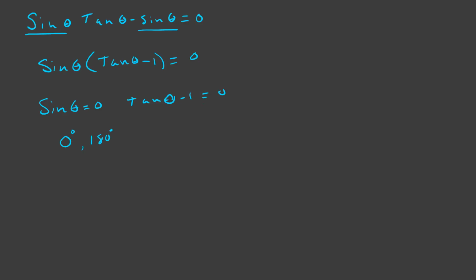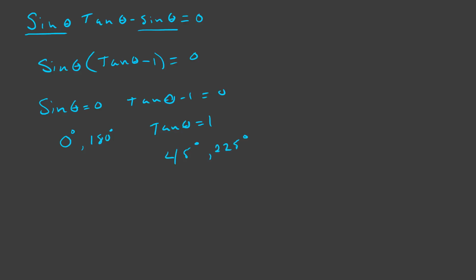For the second solution, we have to add 1 to each side to solve it, and we get tangent of theta equals positive 1. Tangent equals positive 1 when sine and cosine both have the same value and the same sign. They're either both positive or they're both negative, and they're equal. That only occurs at 45 degrees and 225.